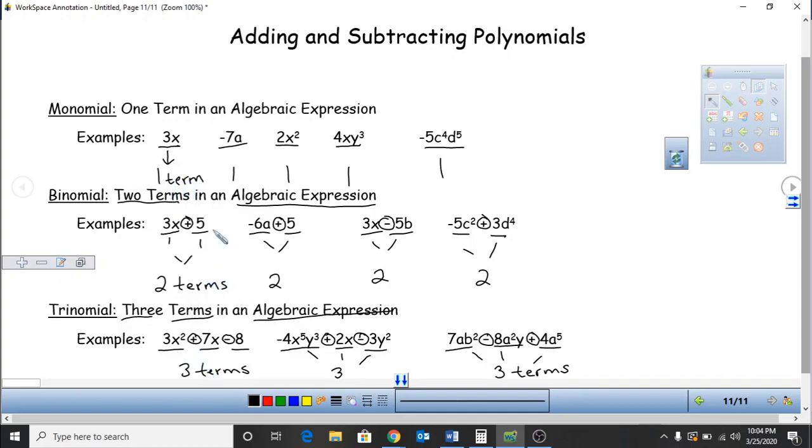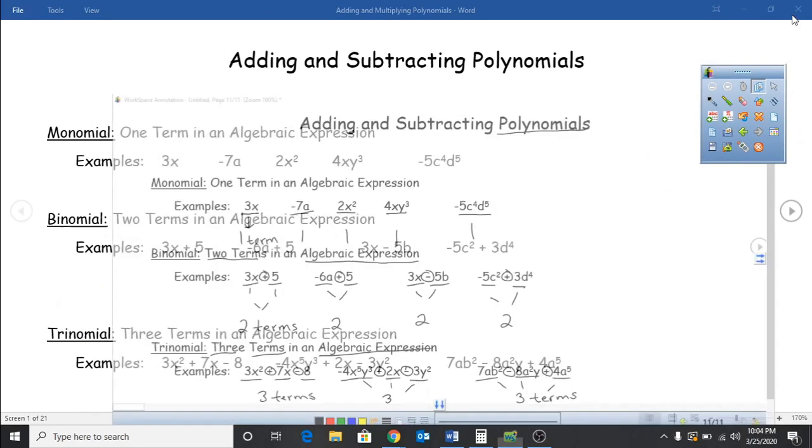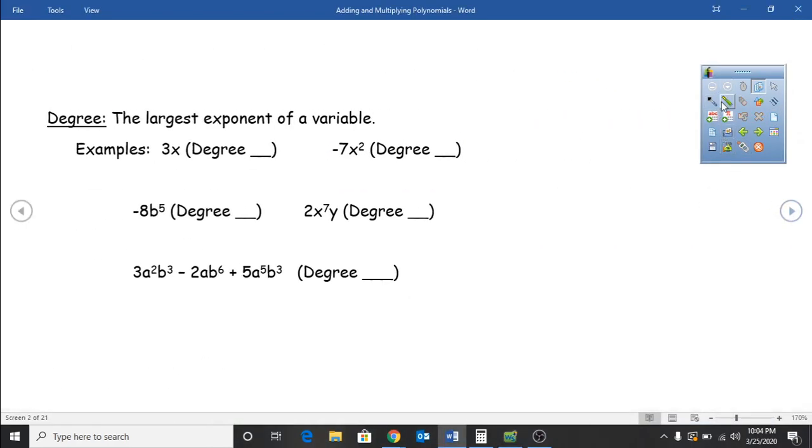All right, so again, monomial, one term, binomial, two terms, trinomial, three terms. Your clues to figure out what kind of polynomial you have is to look for the plus or minus signs. Those will usually tell you when you're splitting up terms. Now, let's say you get an example and it has more than three terms. Let's say you have one with four terms or five terms or even six terms. Well, we just call those polynomials. Polynomial is just a way to generalize, more than one term. So anything that has two or more, we can consider a polynomial.